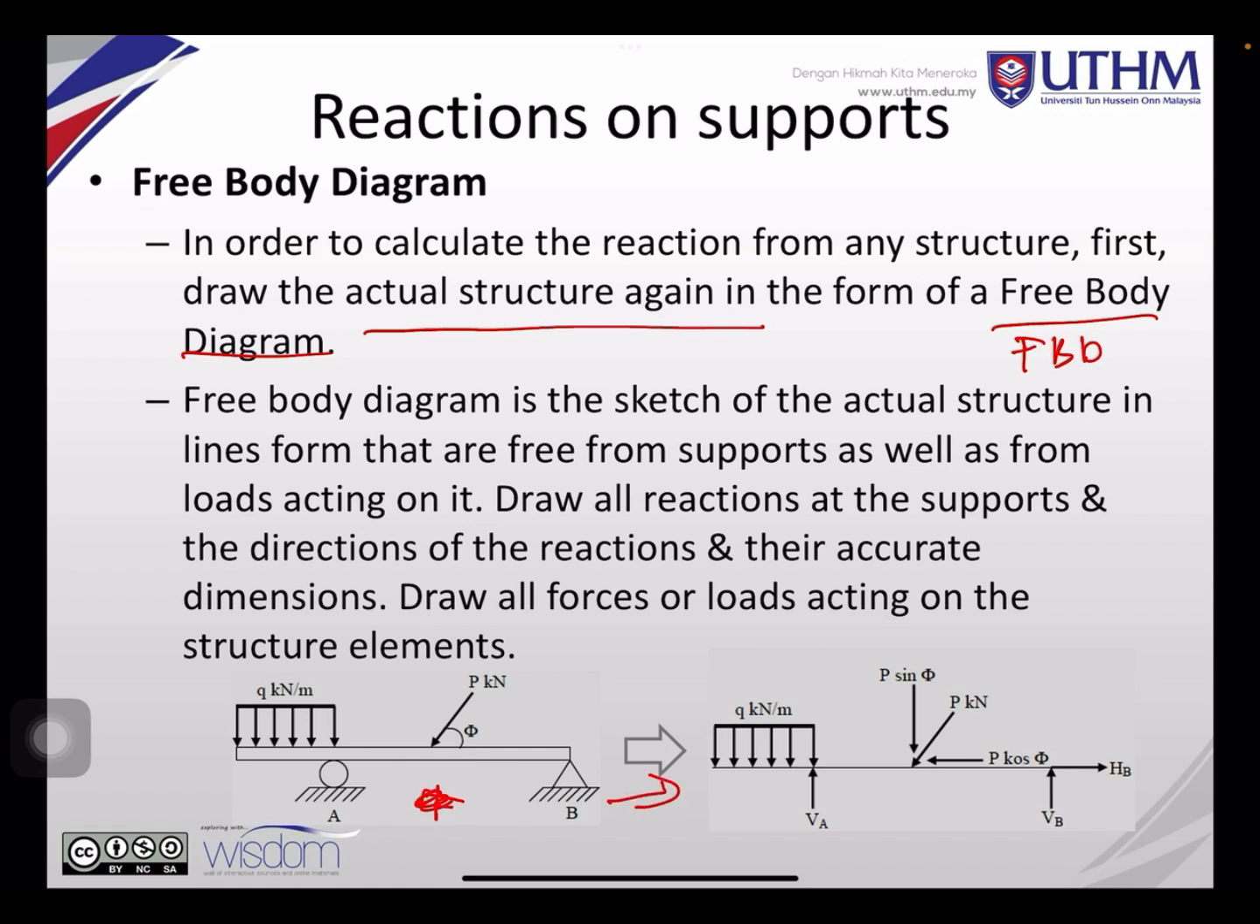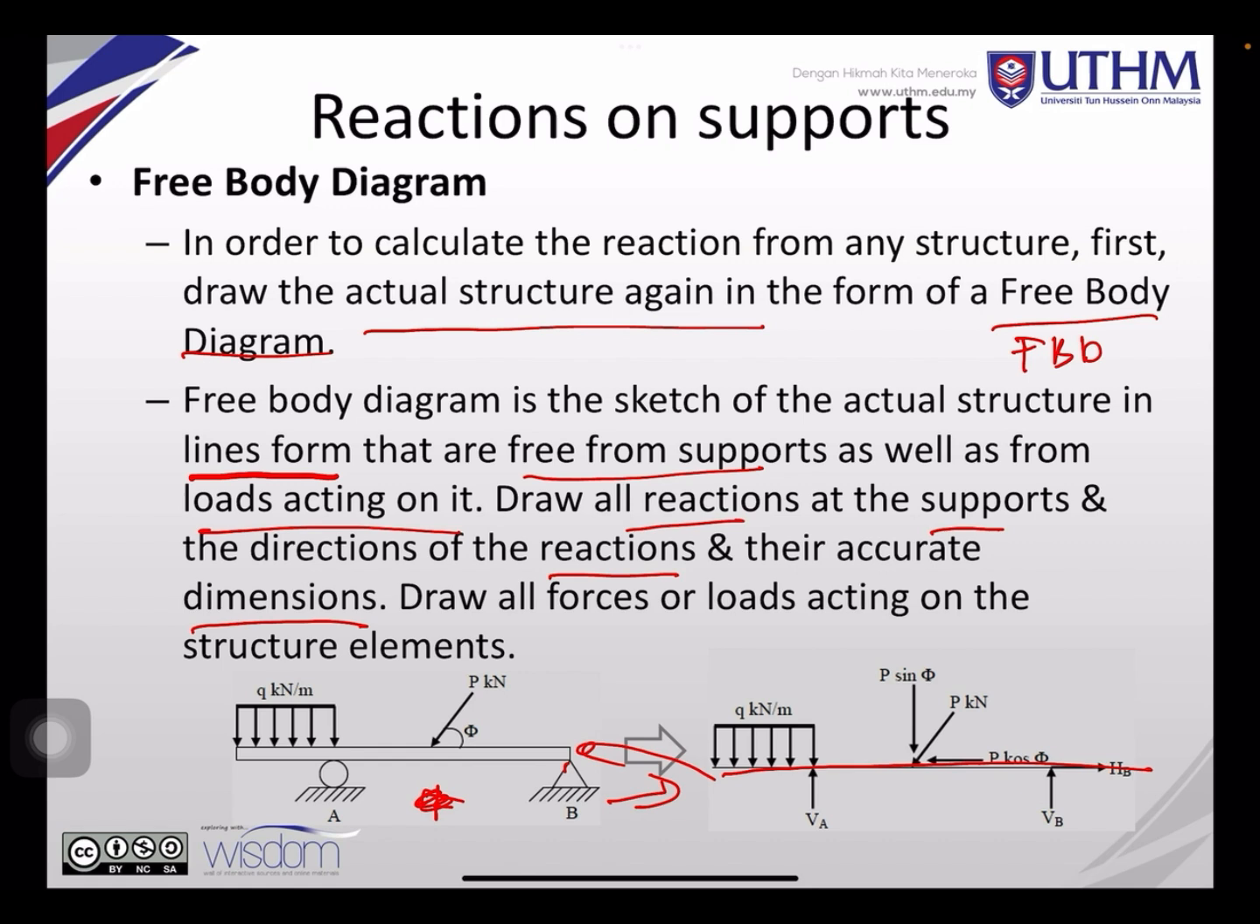Okay, so a free body diagram is the sketch of the actual structure in line form that is free from supports as well as from loading action on it. So you draw the reactions at the supports in the direction of the reaction with their accurate dimensions. Draw all forces and loading acting on the element. Okay, so for the free body diagram, you draw one line for this beam.